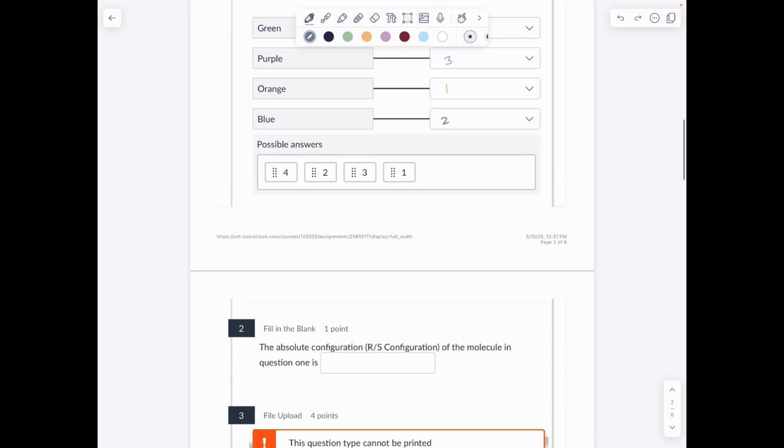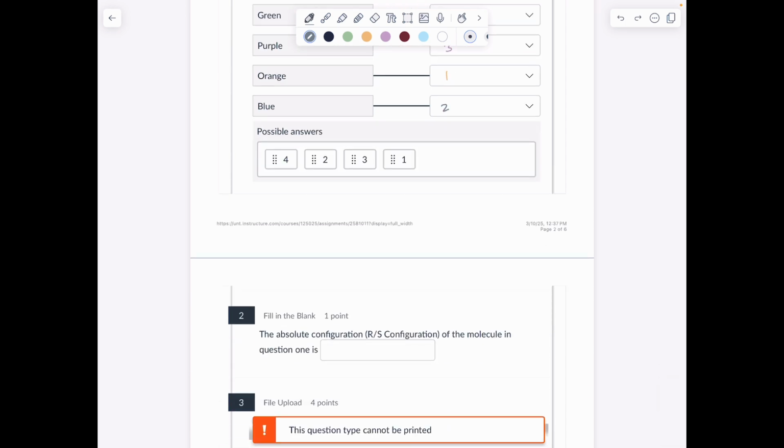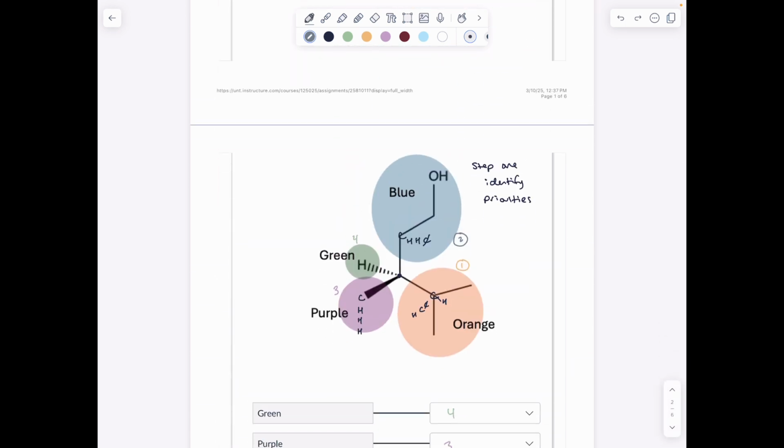Okay, then the next thing is I wanted you to assign the R/S configuration of that molecule. So step 1 is identify priorities. Step 2 is point the lowest priority away from you, which you already have done here. This hydrogen is pointed away from you, so great. And then step 3, connect 1, 2, and 3 in order, and determine if it's R or S configuration. R goes clockwise. S goes counterclockwise.